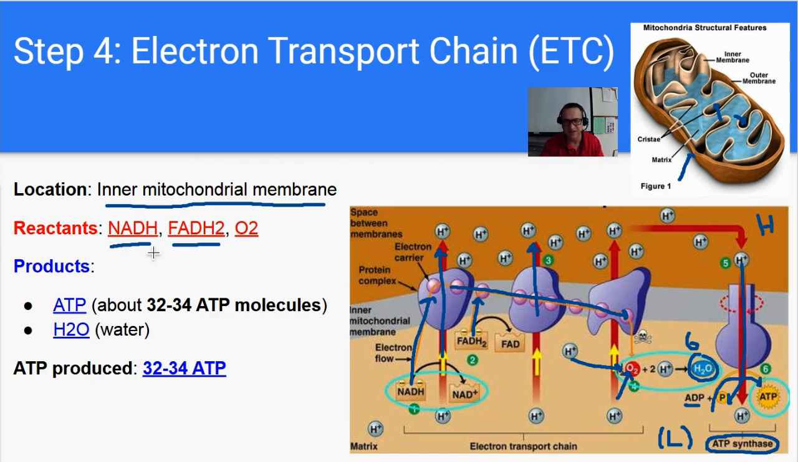All right, so here's what we need. We need the electrons from NADH and FADH2. This is also where we're going to use those 6 oxygens, or O2. And what do we make? We make somewhere between 32 and 34 ATPs, so way more than glycolysis, way more than the Krebs cycle. And this is also where we make the 6 water molecules. So those are the final products of the electron transport chain, 32 to 34 ATPs, and this is where the 6 water molecules are formed.